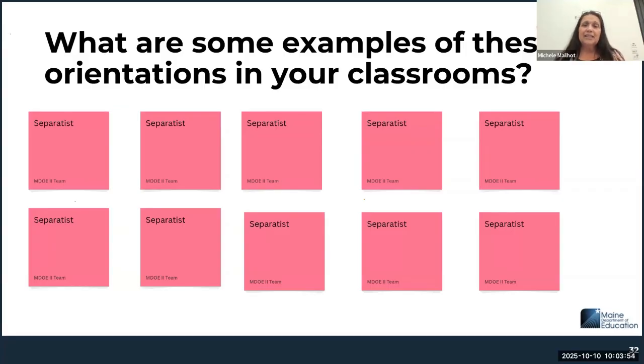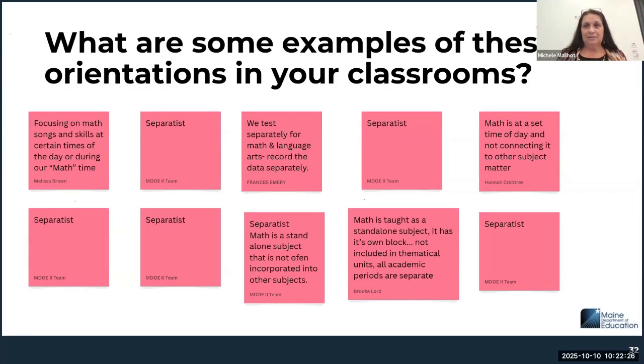This time we're going to let them go for about 15 to 20 minutes to really give you an opportunity to think about these different orientations and what these examples may look like in your classroom. We're not saying one orientation is better than the other. We're just interested in what you think some examples of each may look like and sound like in your classrooms.